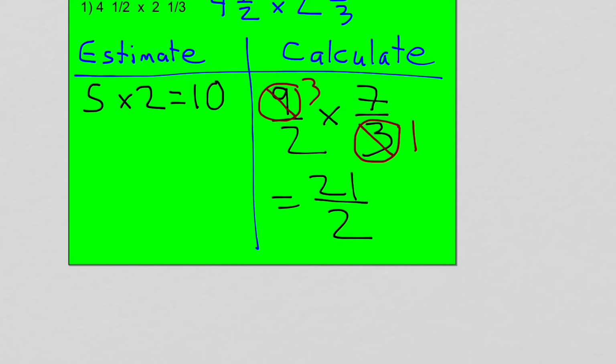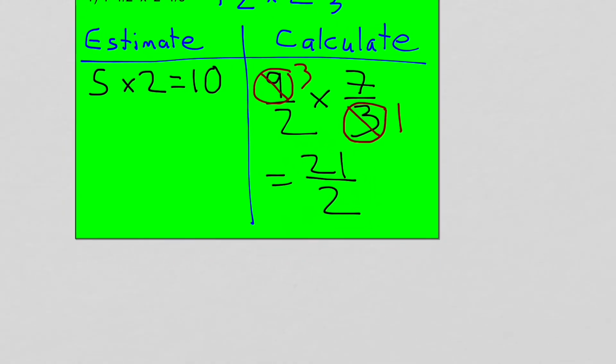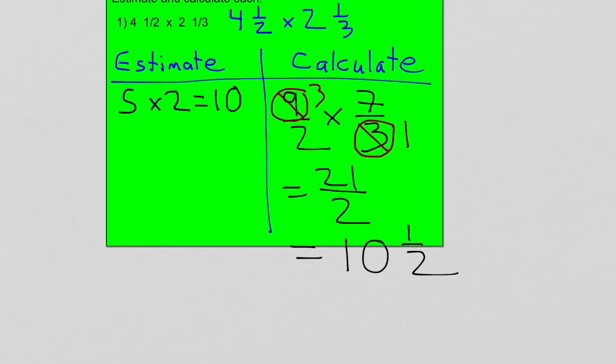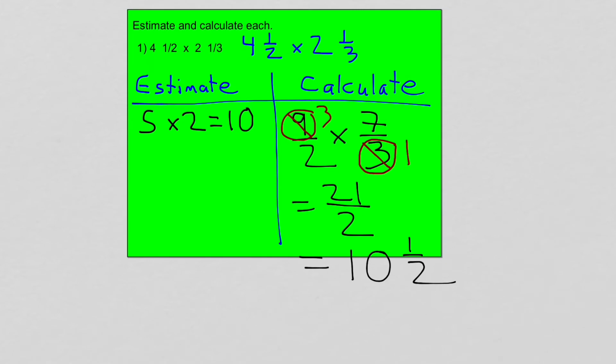3 times 7 is 21. 2 times 1 is 2. The great thing about the estimating here is it's going to help me divide this. I have to do 21 divided by 2, and I know my answer has to be somewhere close to 10. So 2 will go into 21 10 times, remainder 1 out of 2. And that's how I estimate and calculate when I'm multiplying with mixed numbers. Let's do another one.